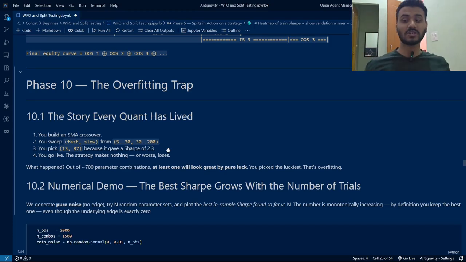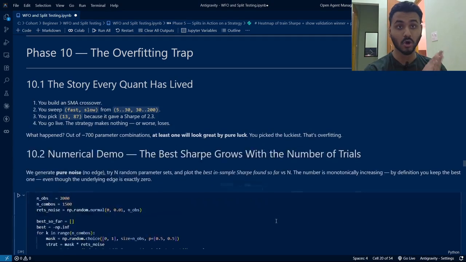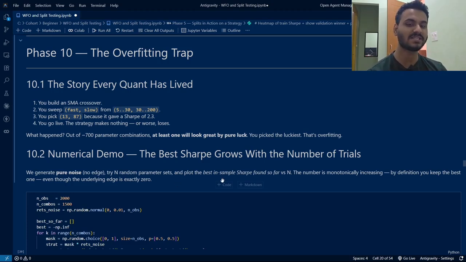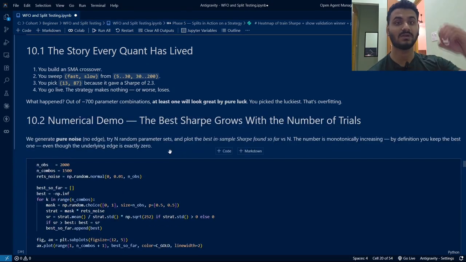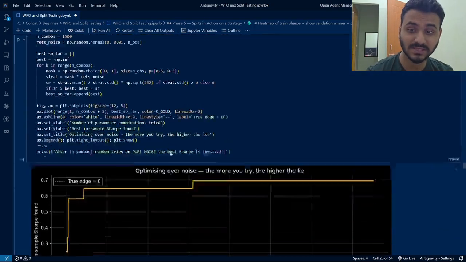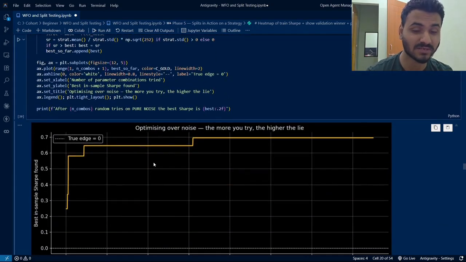Now, talking about the numerical demo, the best Sharpe grows with the number of trials. We generate pure noise, try n random parameter sets and plot the best in sample Sharpe so far versus n. The number is monotonically increasing, by definition, because you keep the best one even though the underlying edge is exactly 0. This is how optimizing over noise works: the more you try, the more it lies to you.